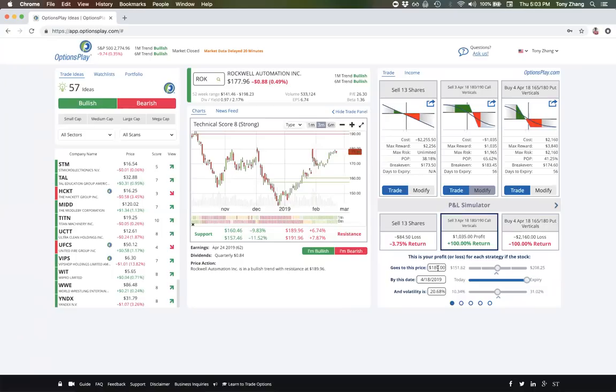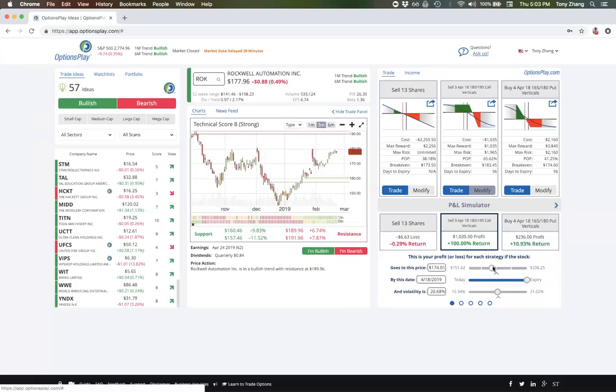If the stock stays at 180, if I bought the credit spread, I make $1,000 profit. If I bought the debit spread, I lose $2,100. So very clear that if I think that Rockwell Automation is going to stay where it is, or even around 175, here I'm going to make a lot more money on selling the credit spread versus buying a debit spread.